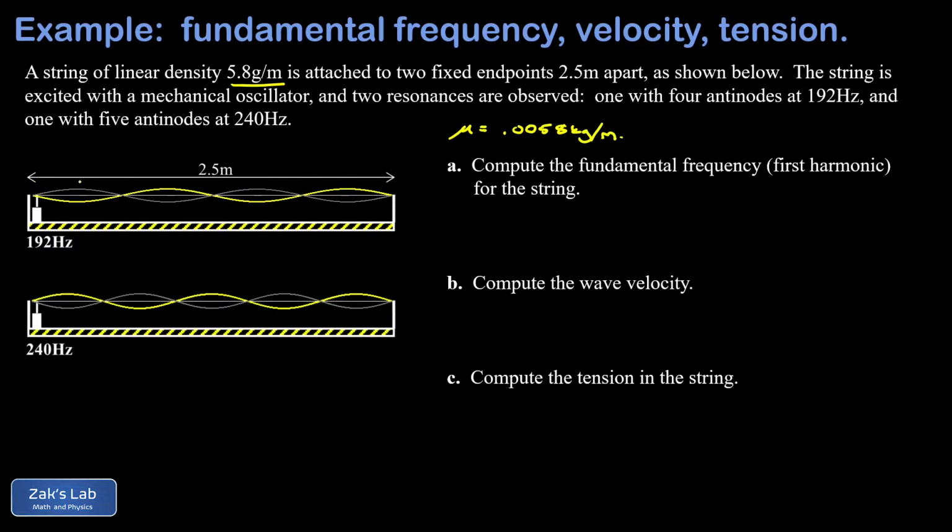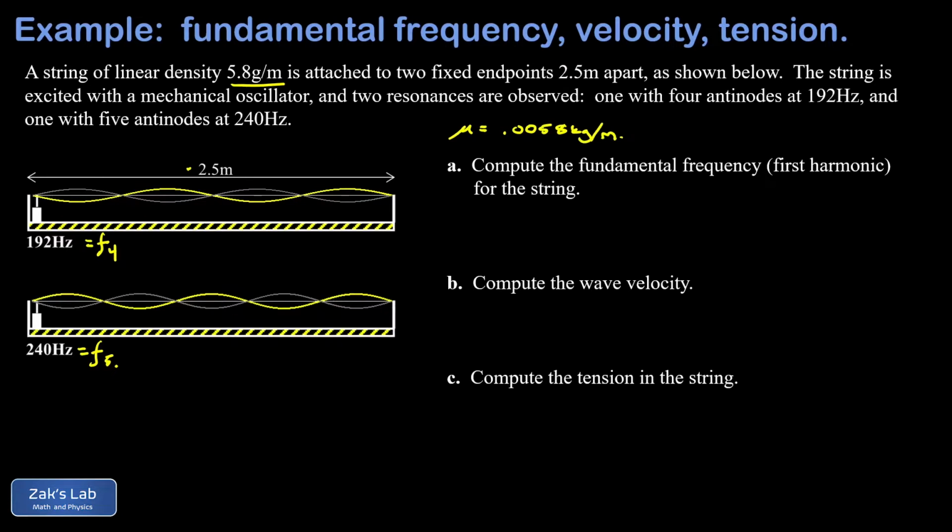We're told the entire length of the string is 2.5 meters. And we're given 2 different normal modes here, and one of them is the 4th harmonic. I see 4 antinodes, and I can call this F4. It's a frequency of 192 hertz, giving me the 4th harmonic on a string of length 2.5. We're given a second normal mode, and it has 5 antinodes, so that's F5. So we observe these 2 resonances, one with 4 antinodes at 192 hertz, one with 5 antinodes at 240 hertz.